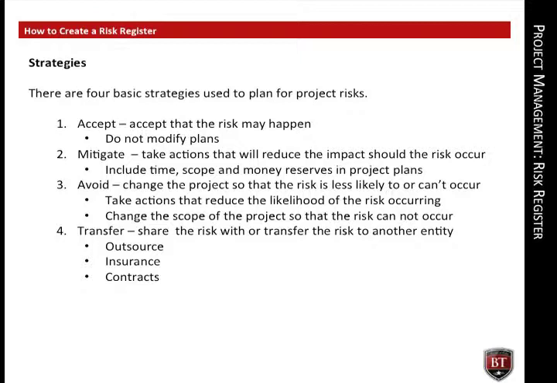3. Avoid the risk. Change the project so that the risk is less likely to occur or prevent the risk event from occurring. For example, if you are planning an outdoor marriage ceremony, an avoiding strategy would include scheduling the wedding during the driest time of the year, or relocating the ceremony indoors. Both of these strategies reduce the chance of the risk event itself.